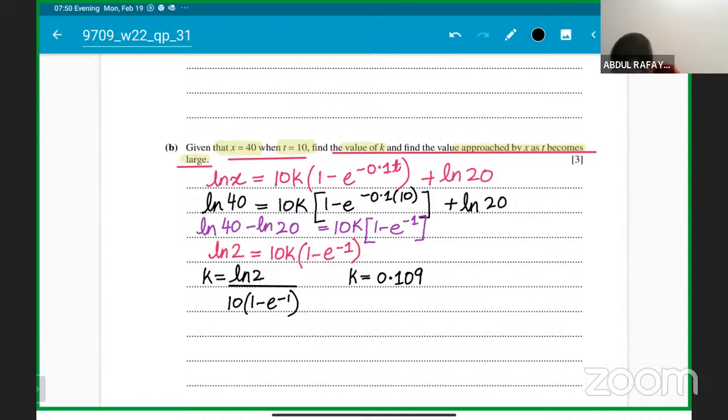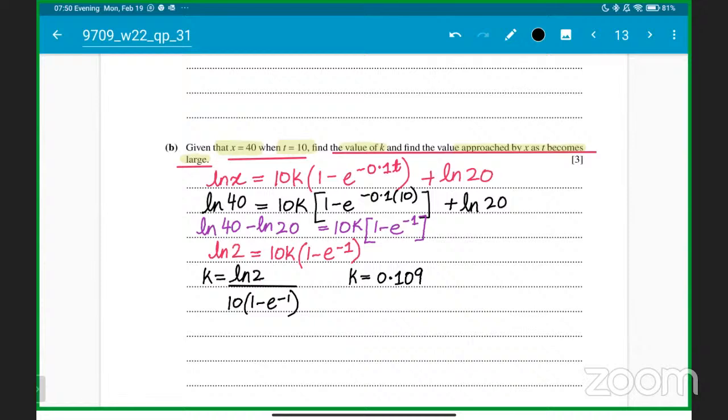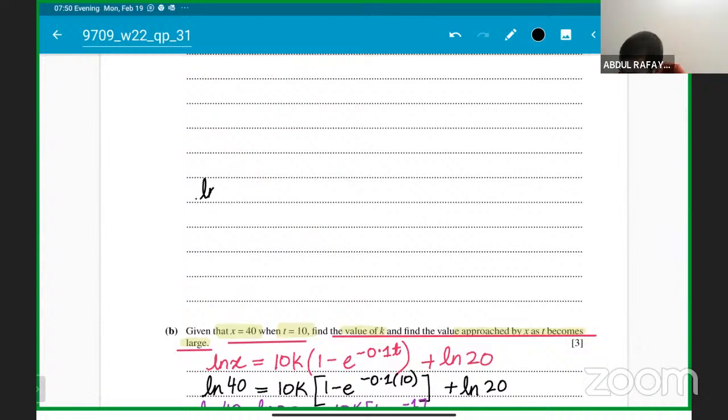Let me know if there is any problem. ln 40 and ln 20 are being subtracted, and there is a logs rule that subtraction means division, which you should remember.